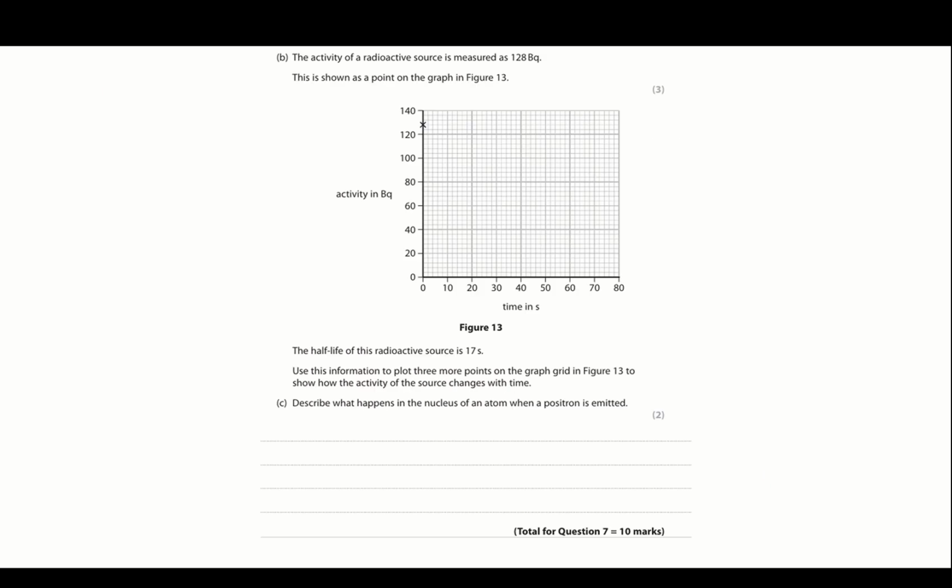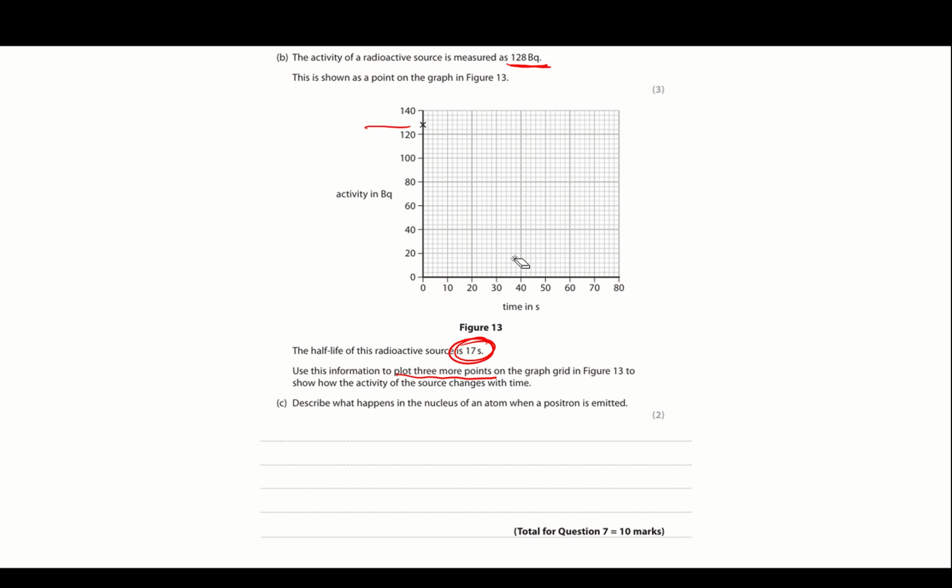Next one. The activity of a radioactive source is measured at 128 becquerels. We can see that there. That's its initial radioactivity. The half-life is 17 seconds. Use this to plot 3 more points. So what we've got to do is measure 17 seconds, then each time halve it, from 128 to half, to half, to half. And we should end up with a curve like that.